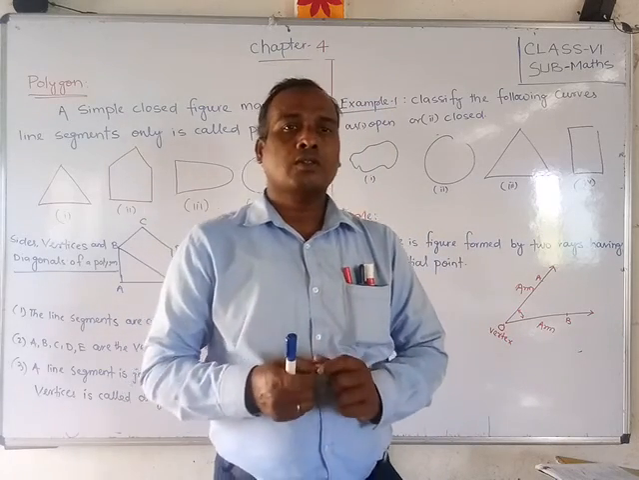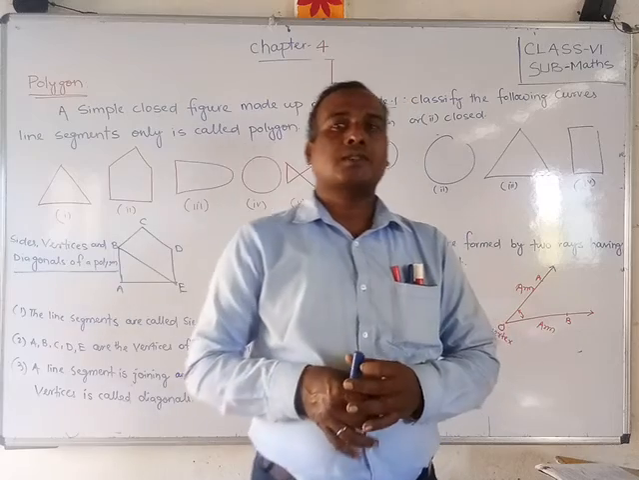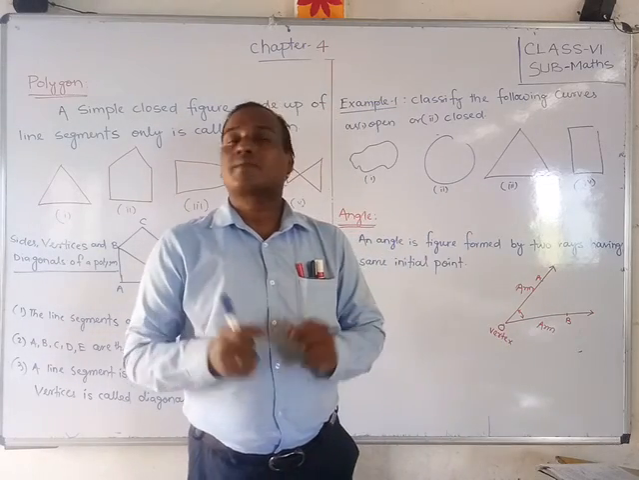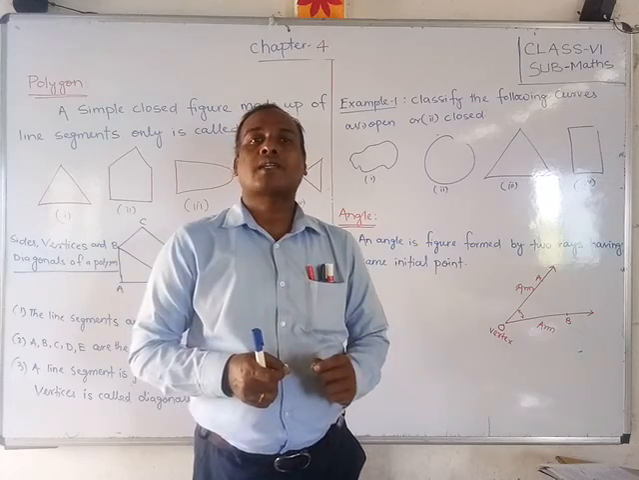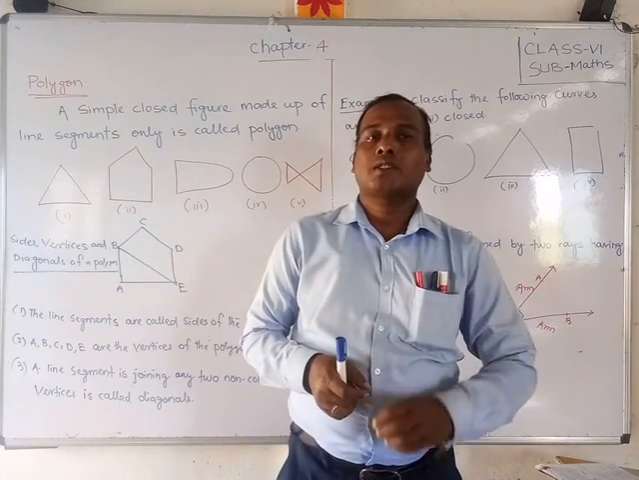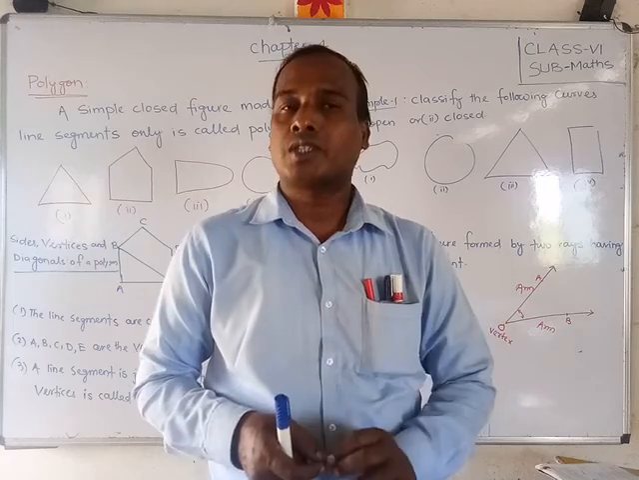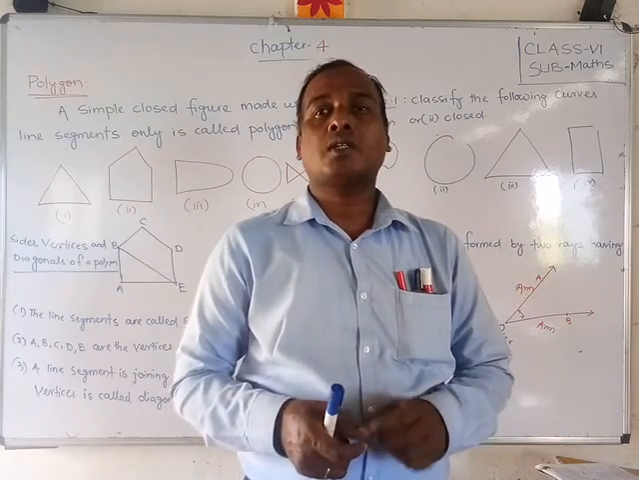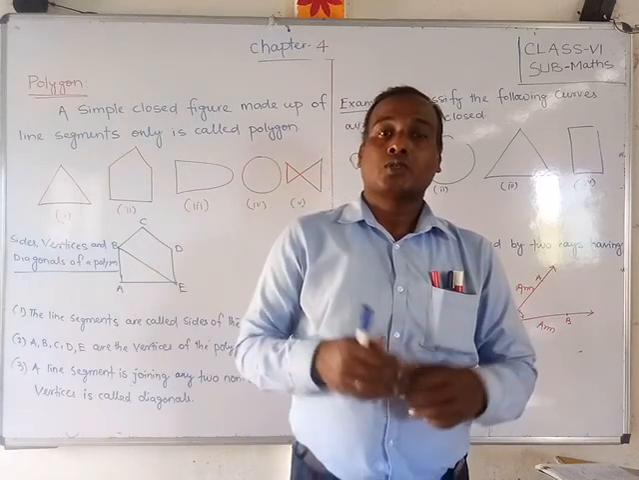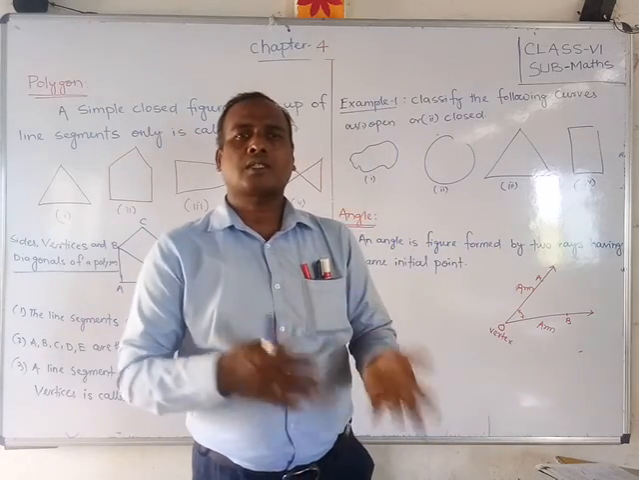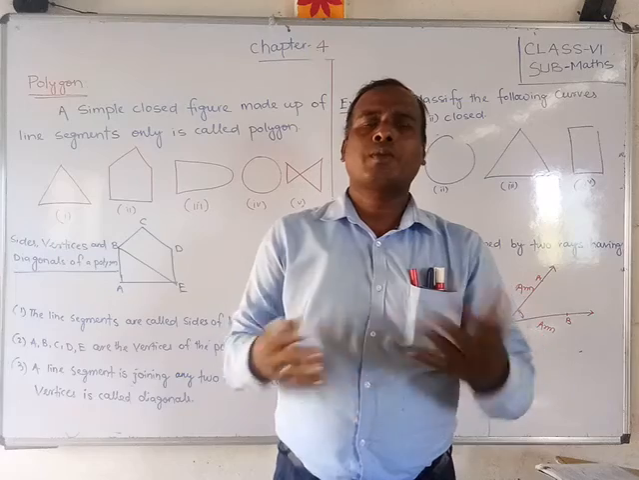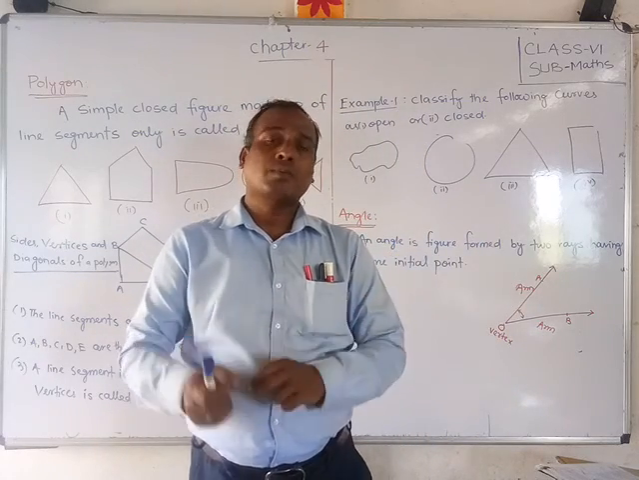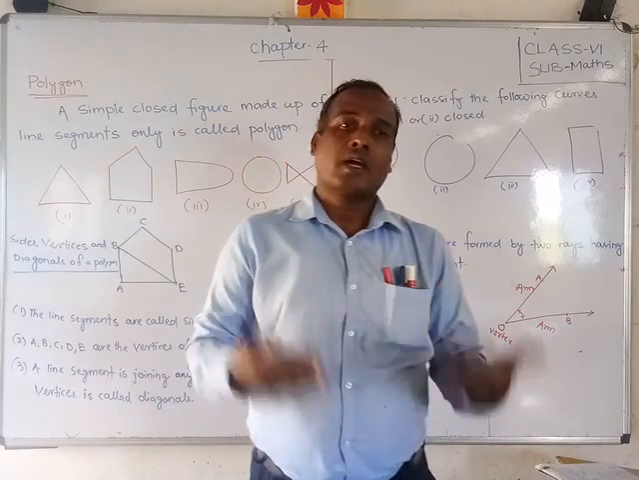What is a polygon? Students, a polygon is a closed figure made by line segments. That means a closed figure made by line segments is called a polygon. So many figures you have studied, but which one is a polygon and which one is not a polygon? How can we identify? I will explain to you.